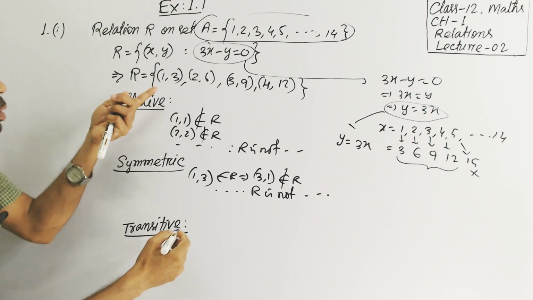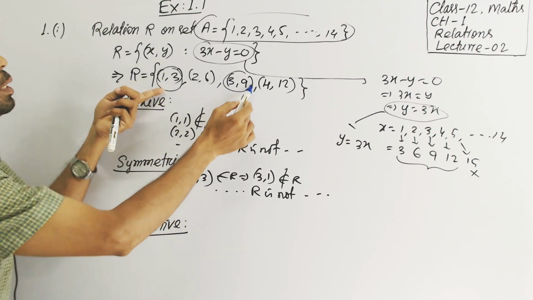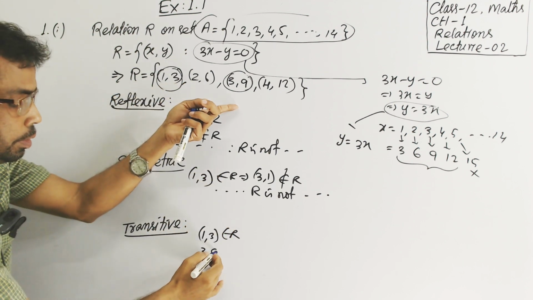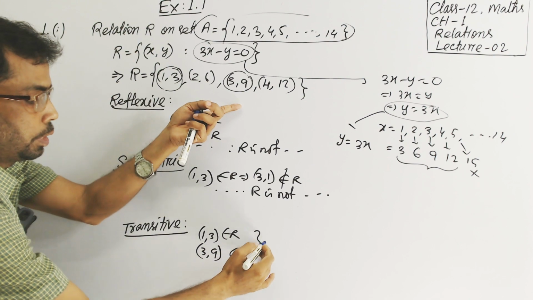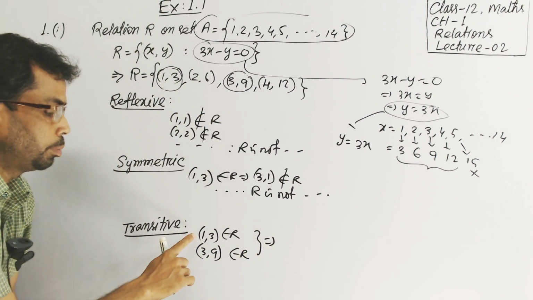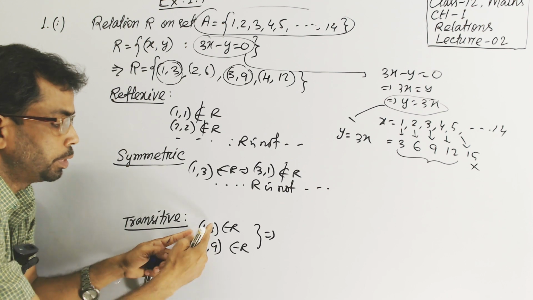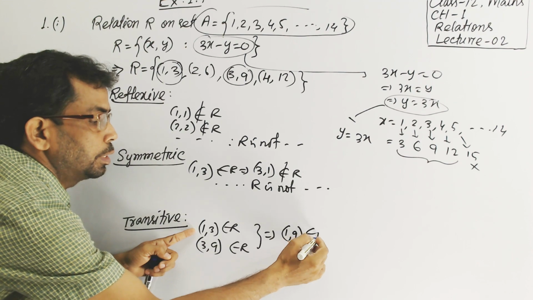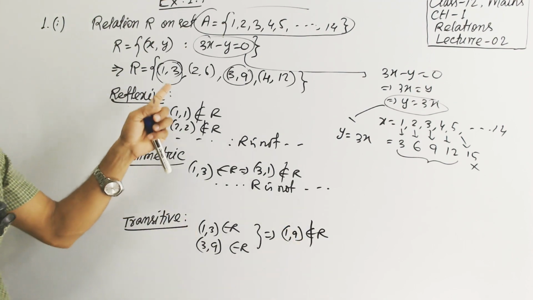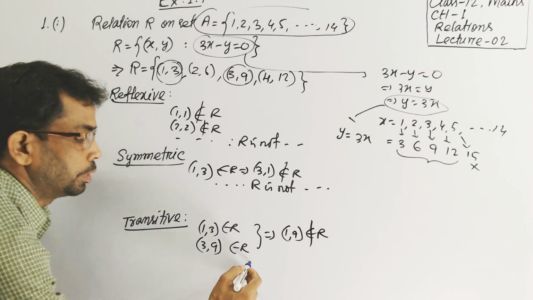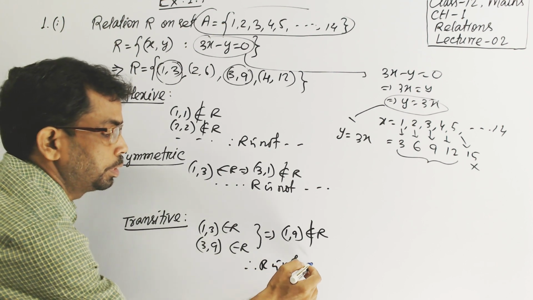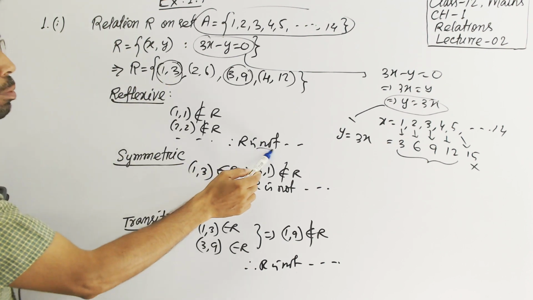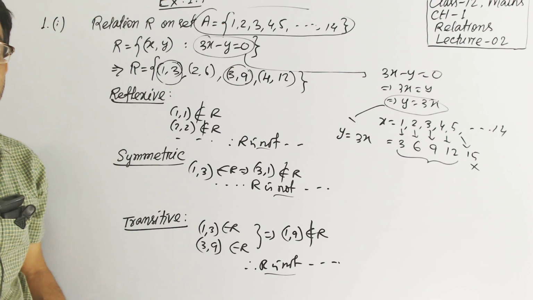For transitive, we can take these two pairs: (1, 3) and (3, 9). (1, 3) belongs to the relation, and (3, 9) belongs to the relation. The pair made by the first and the last, the middle one being common, that means (1, 9), must be there in the relation, but (1, 9) is not there in the relation, and therefore the relation R is not transitive. So the given relation is not reflexive, it is not symmetric also, and it is not transitive.